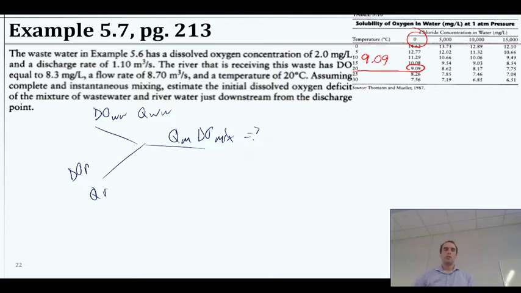Okay, so the dissolved oxygen concentration in the wastewater was 2 milligrams per liter, with a discharge rate of 1.1 cubic meters per second. River water receiving the waste had a dissolved oxygen equal to 8.3 milligrams per liter, a flow rate of 8.7, and a temperature of 20 degrees Celsius. Assuming complete and instant mixing, we need to estimate the initial dissolved oxygen deficit of the mixture of the water and wastewater just downstream of the discharge point.